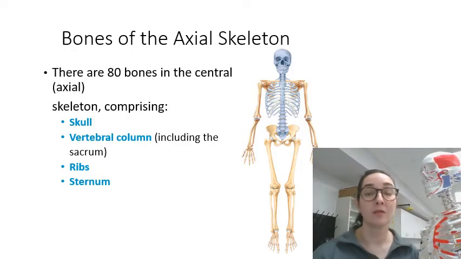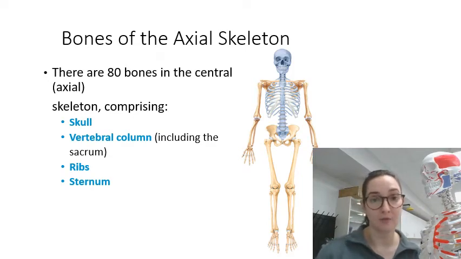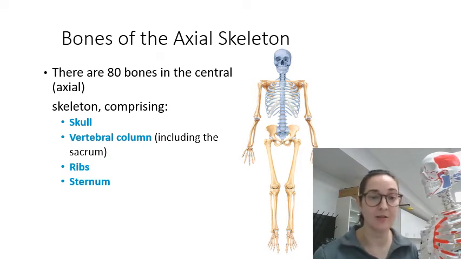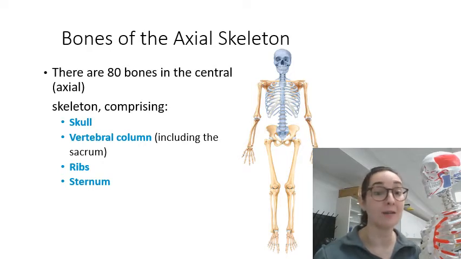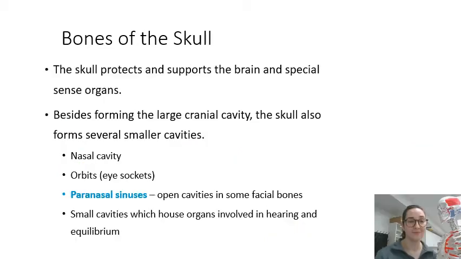Okay, so in total, there are about 80 bones in your axial skeleton. So that's what we're going to be walking through in the next few minutes together here. We're going to talk about all 80 of those bones, and those are going to be what you're going to have to learn this week. So we should know the names of all of those and where they are by the time we're done with this. All right, so we're going to start with the skull.